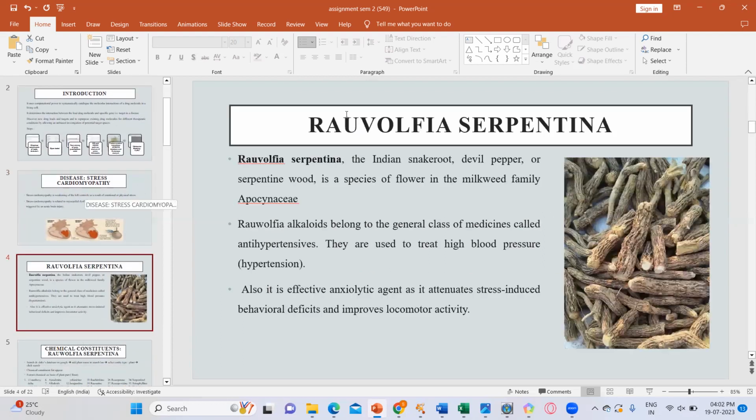The plant used is Rauwolfia serpentina. It is an Indian snake root, devil pepper, or serpentine wood, a species of flowering plant in the milkweed family, Apocynaceae. Rauwolfia alkaloids belong to the general class of medicines called antihypertensives. They are used to treat high blood pressure, that is hypertension. Also, it is an effective anxiolytic agent as it attenuates stress-induced behavioral deficits and promotes locomotor activity.